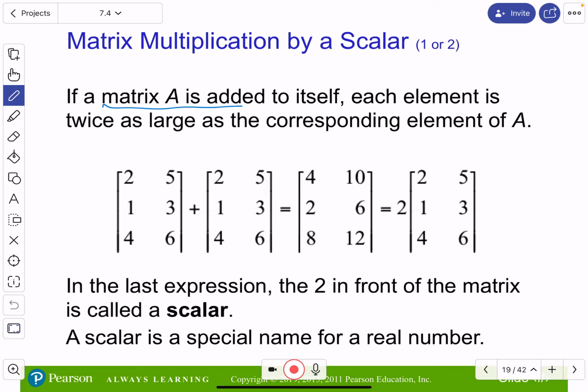If matrix A is added to itself, everything is twice as large. So it's like saying 2 times A. That's called a scalar. The number on the outside is a scalar. So you're using a real number to scale each element. All you do is multiply every single element by that number. You distribute it.